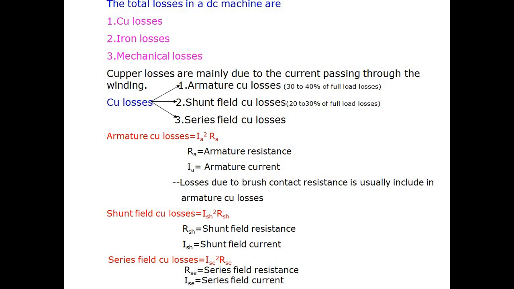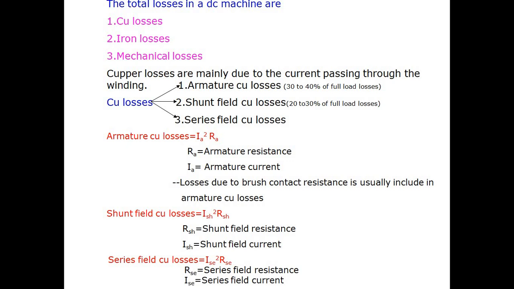Copper losses are mainly due to the current passing through the winding. Armature copper losses are 30 to 40% of full load losses. Shunt field copper losses are 20 to 30% of full load losses. Then the third point, series field copper losses. Armature copper losses are equal to Ia squared into Ra, where Ra is the armature resistance and Ia is the armature current. Losses due to brush contact resistance are usually included in armature copper losses.